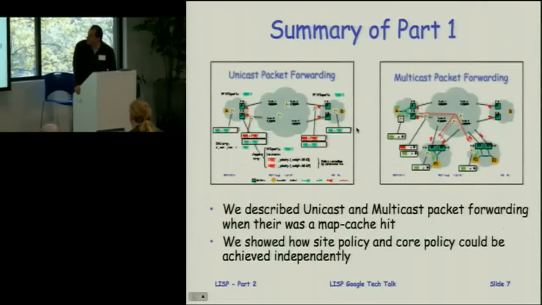We described a unicast and multicast forwarding example when there was a map cache hit. So when there was a map cache hit, we used it, we encapsulate packets, we decapsulate on the other end. What we're going to show you today is that when we get a map cache miss, how we go get the map cache entry, and that's the mapping database system we'll spend probably half the talk on.